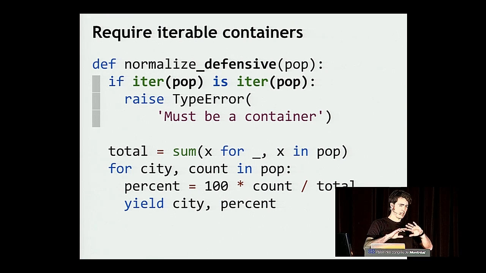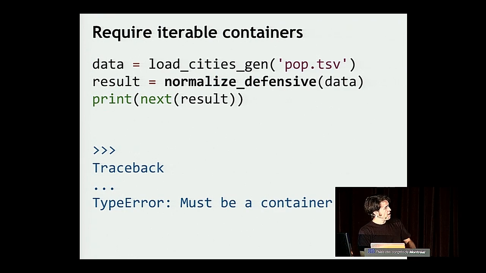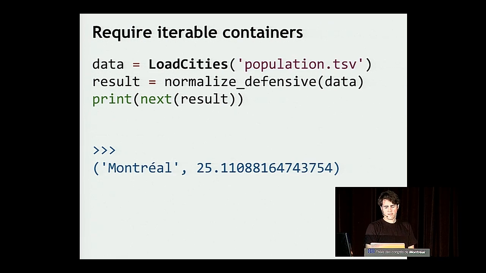And so you can just bail out and say TypeError, like you cannot call this function with such an iterator. If it's a container, like a list, a set, or that nice load cities __iter__ method that we defined, this will work properly, and everything will be great. And so you can see here, if I call normalized defensive with that generator from before, instead of getting an empty list, I actually detect the situation. I raise a TypeError. And so I've now protected myself. So I've made a defensive function. And then if I pass in load cities, everything works as expected.